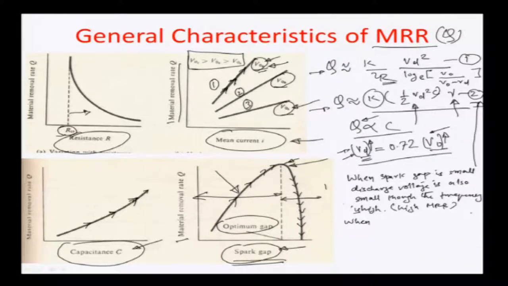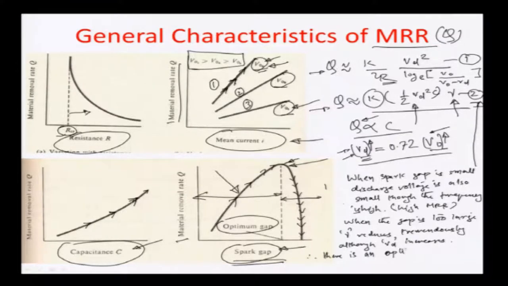When the gap is too large, the frequency nu reduces tremendously, although the discharge voltage Vd increases. Therefore, there is an optimum gap for which MRR is the highest.